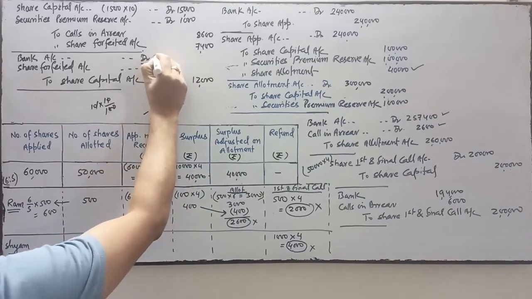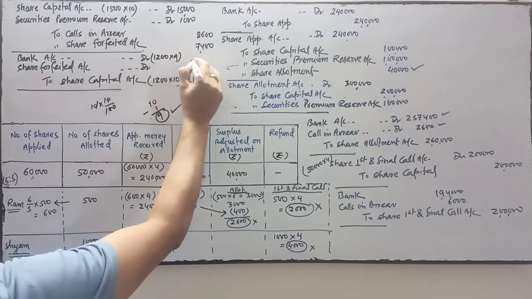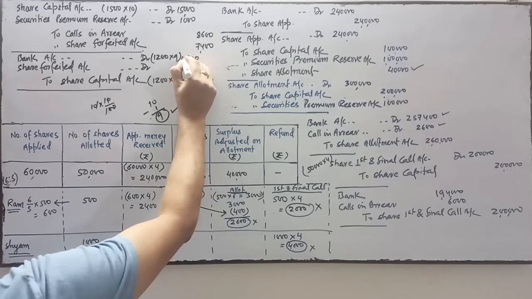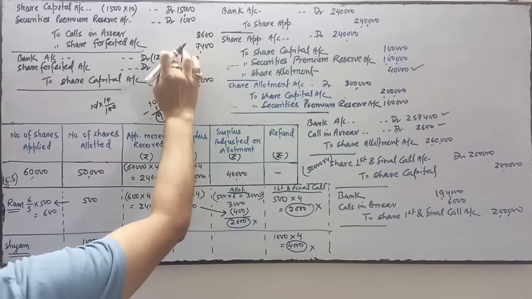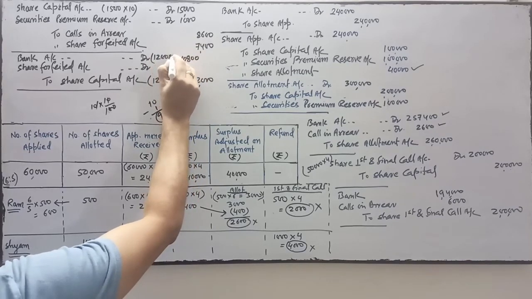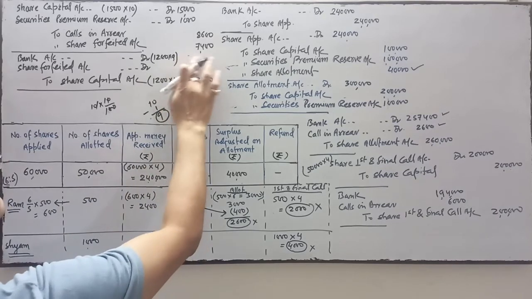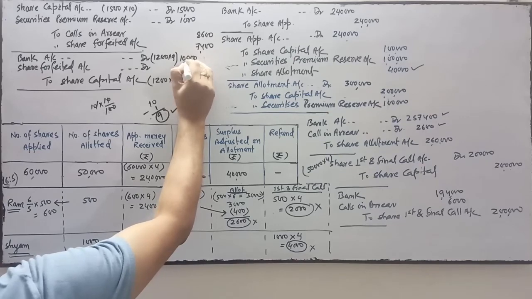So 1200 into 9 will be in the bank. It means the debit will be 10,800. 10,800 in the bank column. 10,800. Okay.